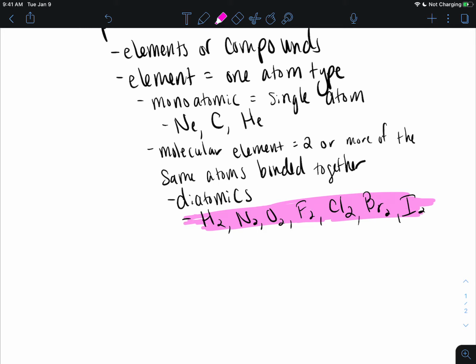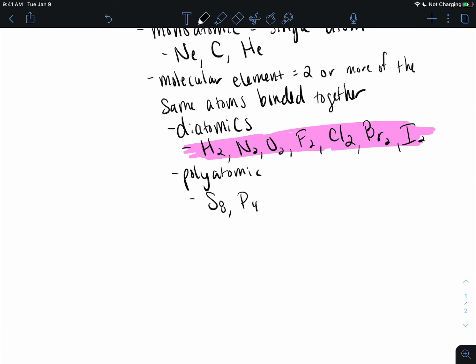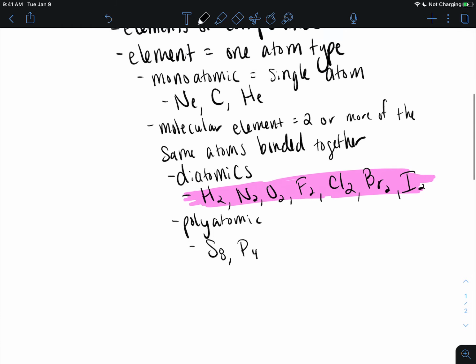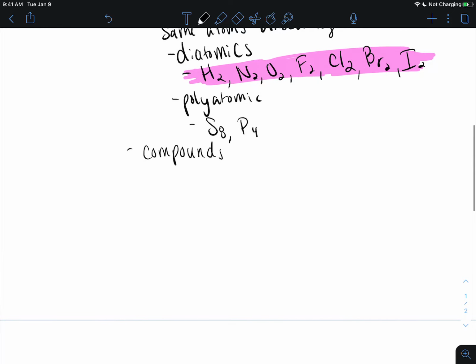Pink means important. Okay. And then we also have some polyatomic molecular elements, and that includes stuff like S8 and P4. So again, these are all bonded to each other, but then we have compounds, where compounds are 2 or more different types of atoms.